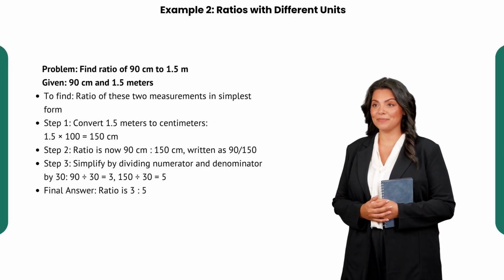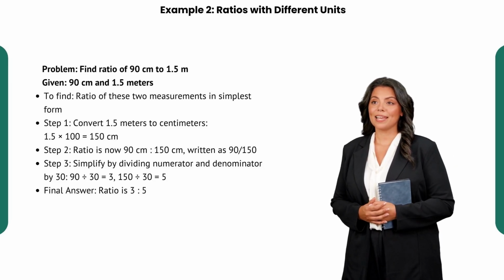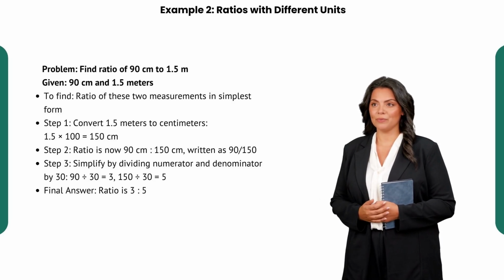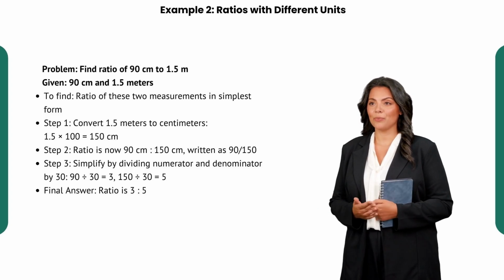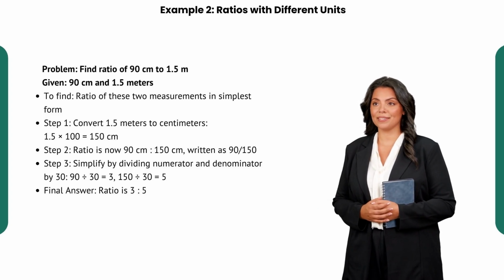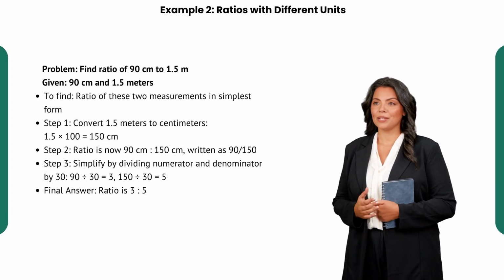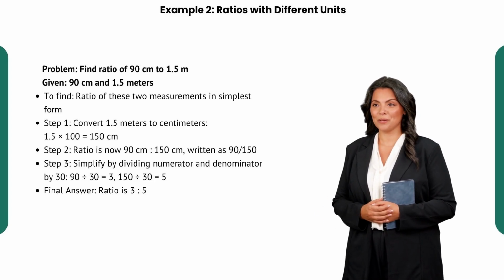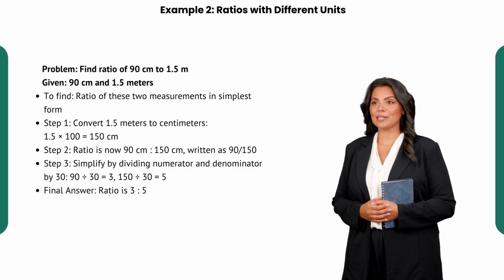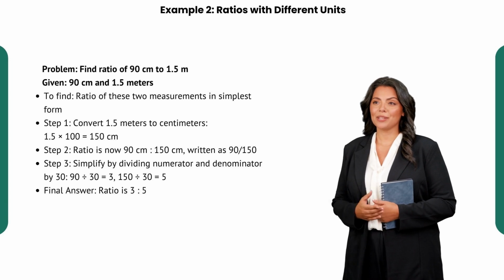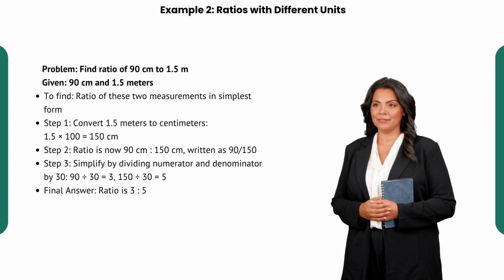In this example, we face a common problem: expressing ratios when quantities have different units. We want to find the ratio of 90 centimeters to 1.5 meters. Step 1. To compare, we need the same units. Since centimeters and meters are units of length, let's convert 1.5 meters to centimeters. Since 1 meter equals 100 centimeters, 1.5 meters is 1.5 times 100, which equals 150 centimeters.